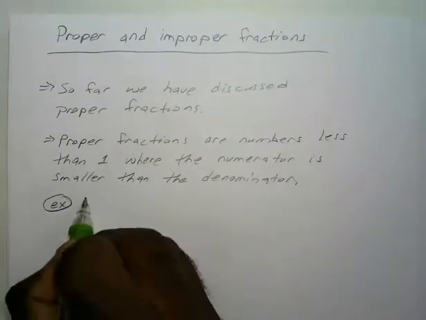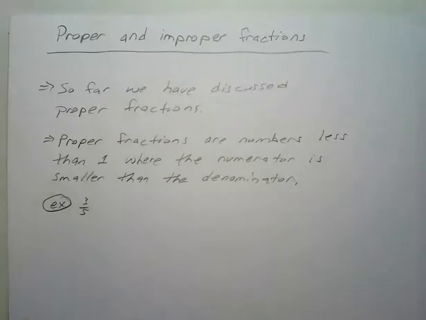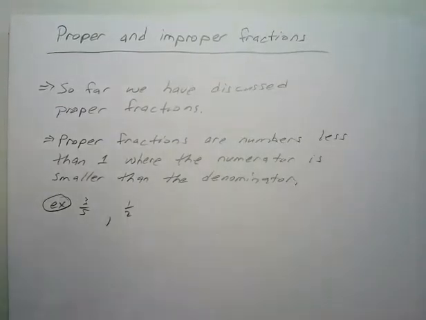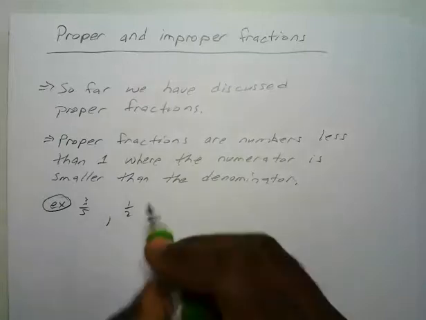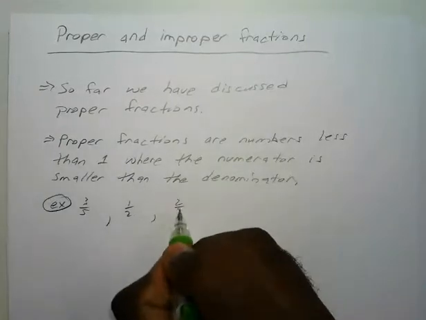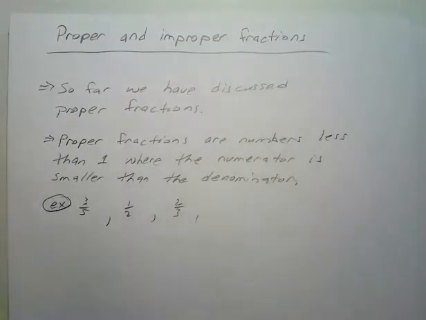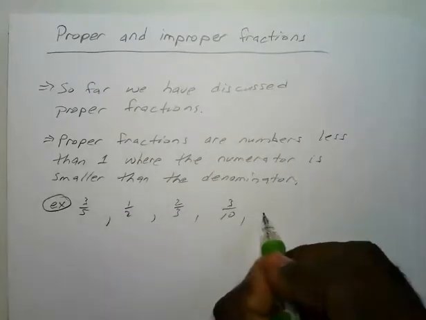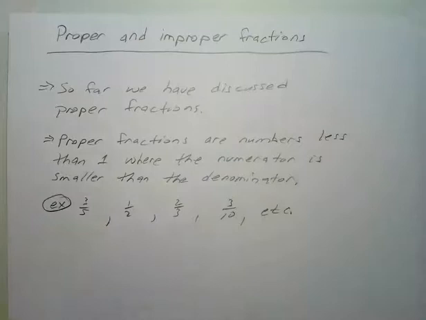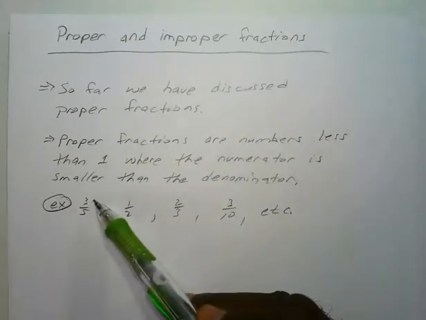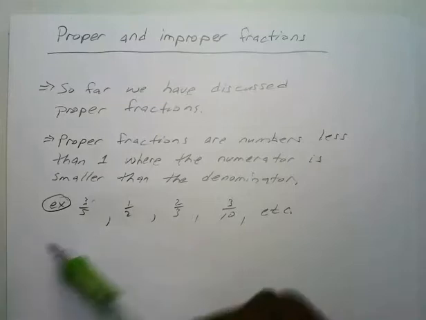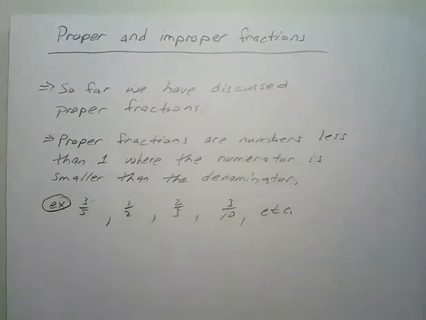if you have 3/5, that's a proper fraction. If you have 1/2, that's a proper fraction. If you have 2/3, that's a proper fraction. If you have 3/10, that's a proper fraction, and so on. Whenever your numerator, the number up top, is smaller than your denominator, the number at the bottom, you have a proper fraction.